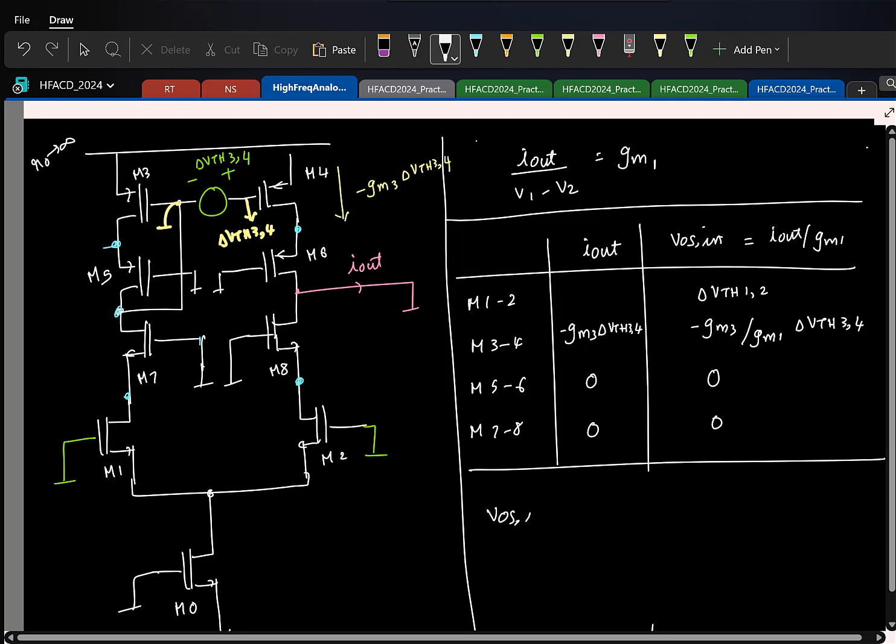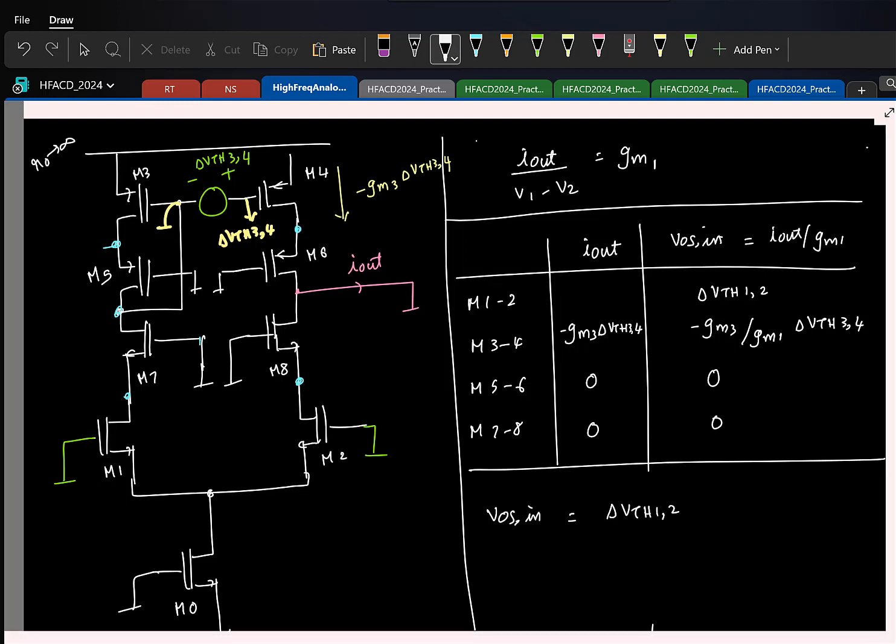The input referred offset is the threshold voltage mismatch of M1, M2 that will appear directly, and the mismatch due to the current mirror is scaled by a factor GM3 by GM1. Okay, so if I write the mean squared value, or the variance, it's this.